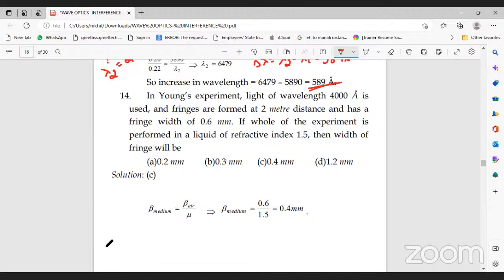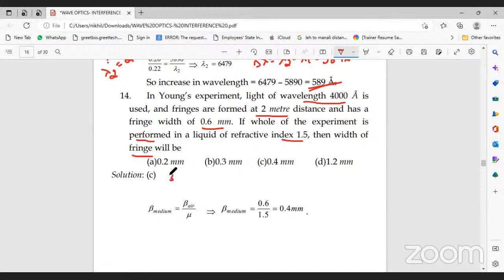Look at the second one, I mean the 14th one. In Young's double slit experiment, light of wavelength 4000 angstrom is used. Fringes are formed at a 2-meter distance and the fringe width is 0.6 millimeter. If the whole apparatus is performed in a liquid of refractive index 1.5, then what will happen to the fringe width?